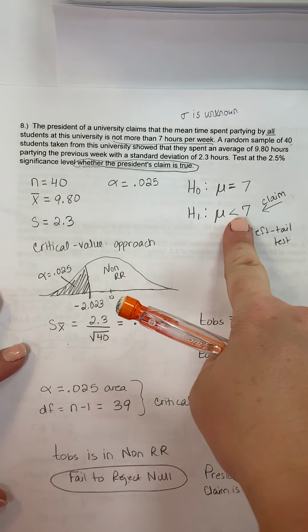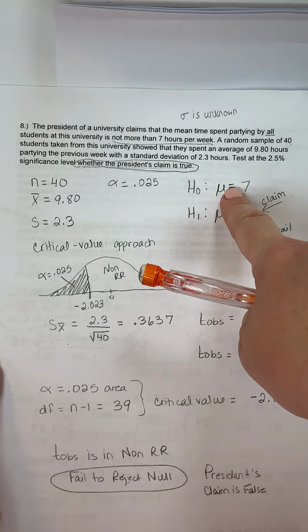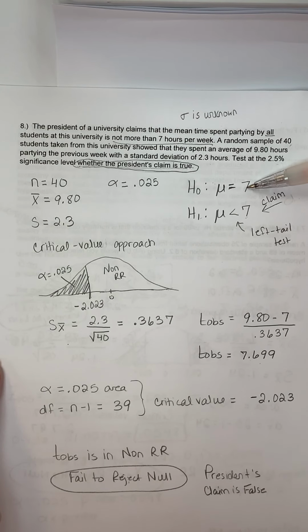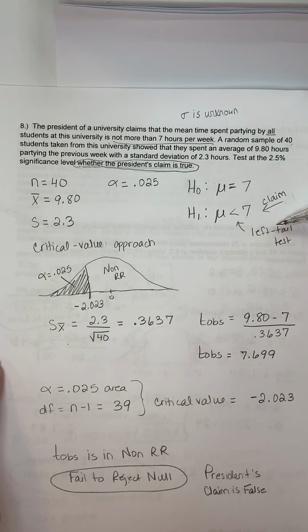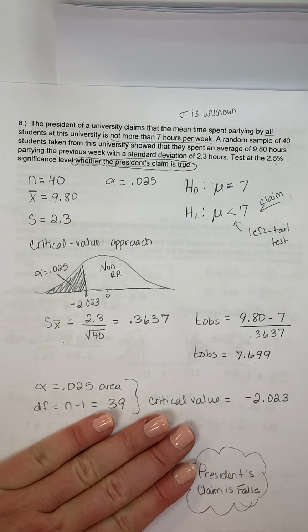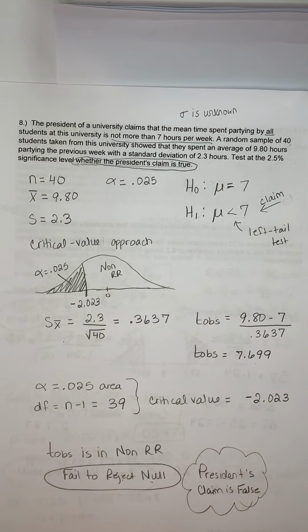Okay, if his claim was true, we would reject the null. But because we have failed to reject the null, his claim is false. So this is probably the answer, rather than this, that my math lab is going to want. Okay, we're going to fail to reject.